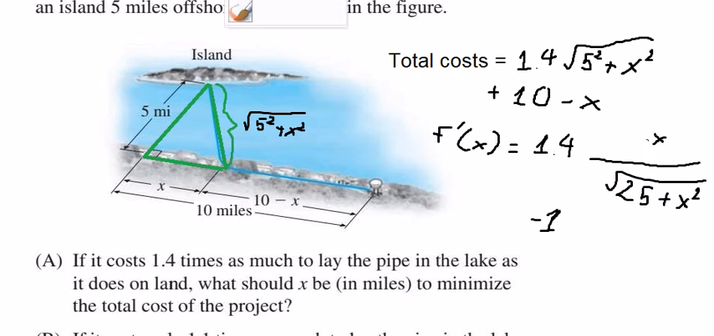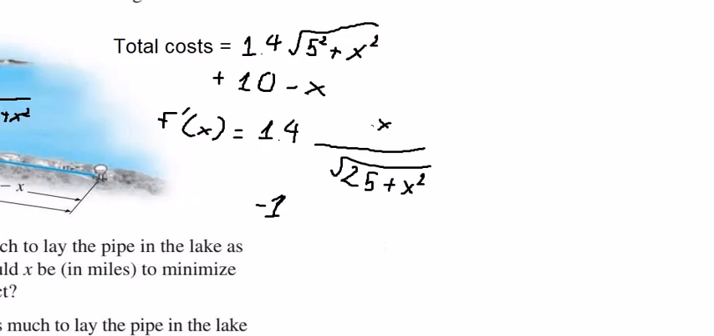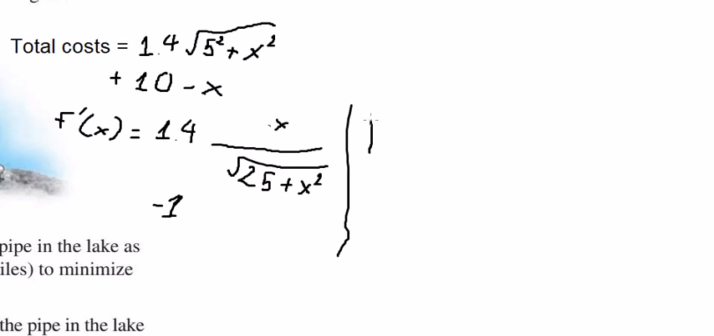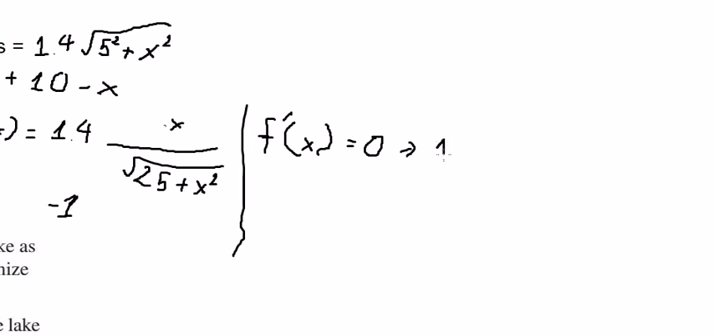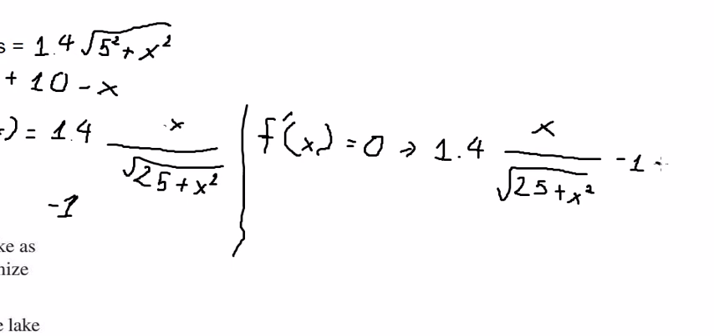So we need to find the critical point in here. So we put first the derivative of the function equal to number 0. So that means this one: 1.4 multiplied with s over the square root of 25 plus s squared, minus 1, equal to number 0.